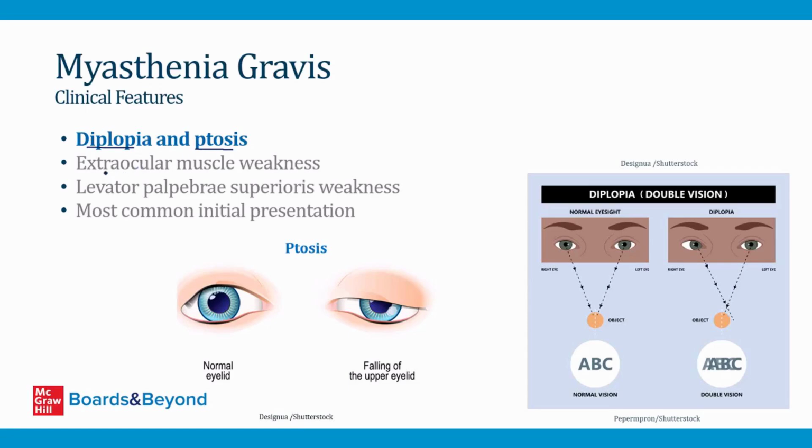Double vision occurs because the extraocular muscles become weak, and so the eyes get misaligned, and that leads to blurry vision. And the drooping of the eyelid occurs because the levator palpebrae superioris, which is one of the muscles that raises the eyelid, becomes weak, and that leads to ptosis, which is shown here in this picture. And you should know that eye problems like diplopia and ptosis are the most common initial presentation of myasthenia gravis. In a board question, someone with a new diagnosis is almost certainly going to have these clinical features.